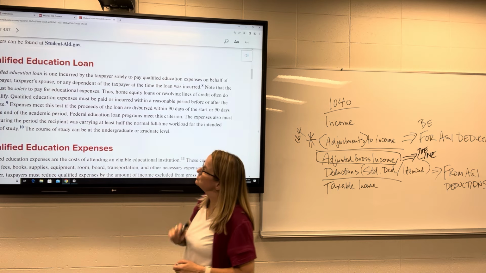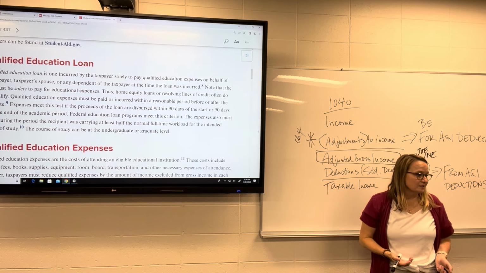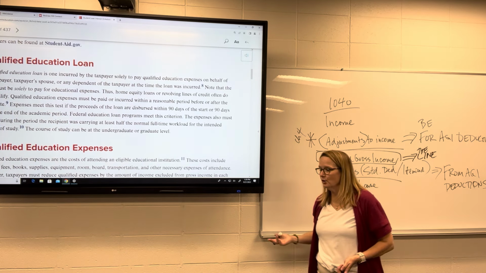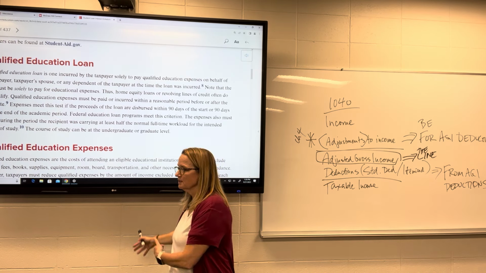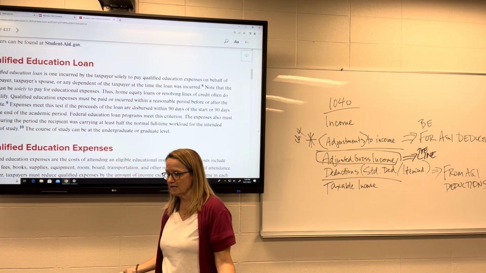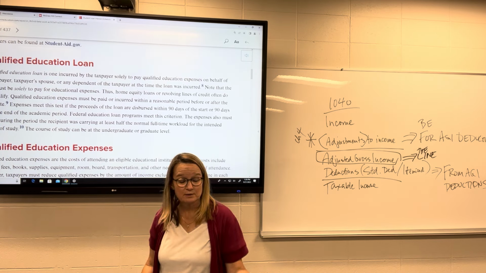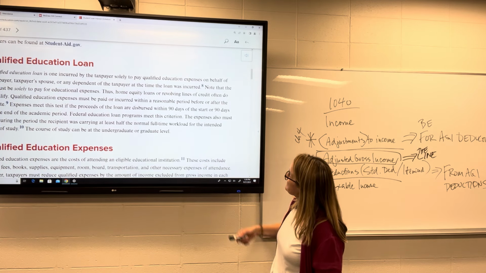It has to be solely paid for educational expenses, so you cannot take out like a $10,000 home equity loan and say I'm gonna pay $8,000 toward my education and $2,000 toward fixing my driveway. That loan was not taken out solely for educational purposes. That would not be a qualified educational loan, okay?